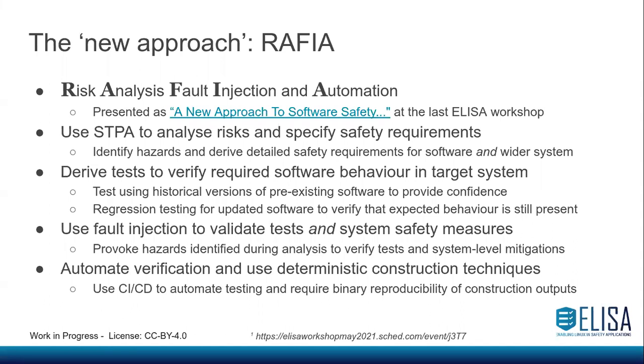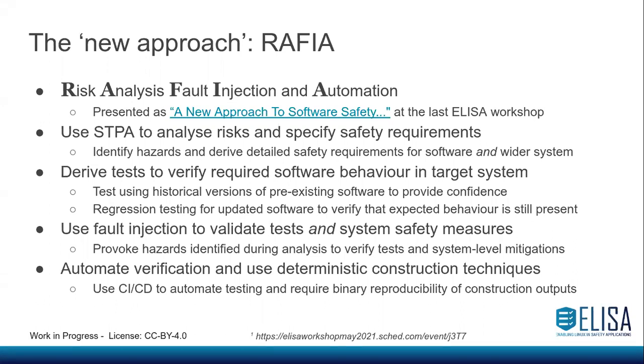We then derive tests and other verification measures from these constraints to verify that the software meets the requirements that we expect. And we also identify fault injection scenarios based on our STPA results. That's sets of conditions that can actually lead to hazards, to the risks that we're trying to avoid. And then we want to use these fault injection scenarios to validate both the tests that we developed to make sure that they actually catch a failure, and also the mitigations that we're expecting to be implemented by the wider system.